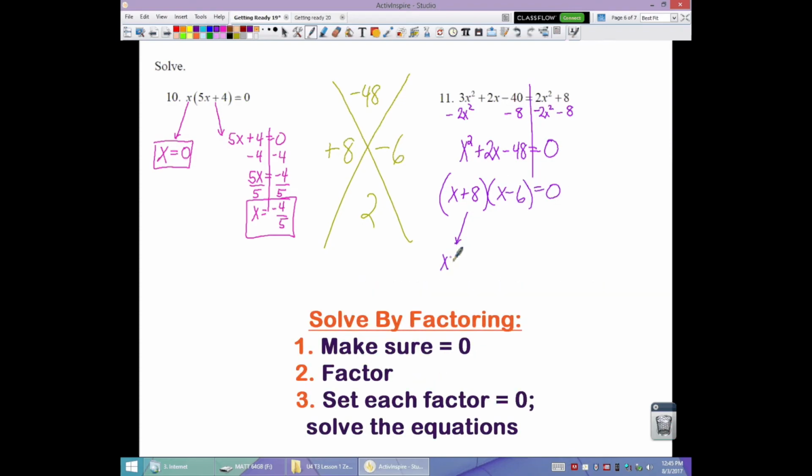So what makes x plus 8 equal 0? Only if x is negative 8. What makes x minus 6 equal 0? Only a value of 6.